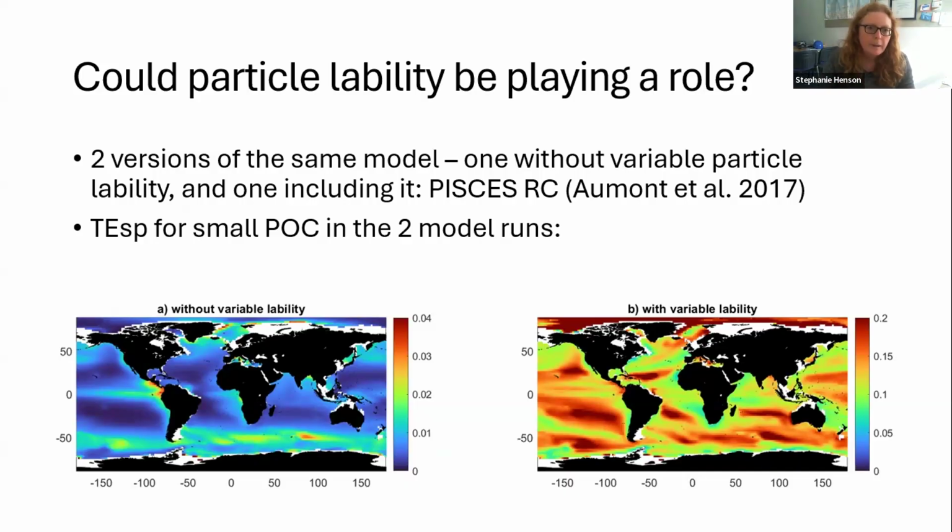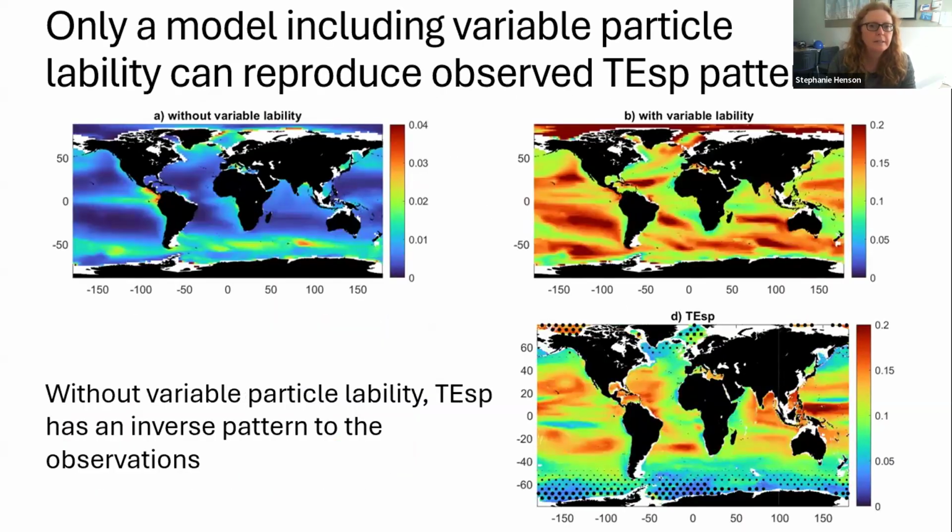And I've calculated the same metric, this TESP ratio. And what you can see is on the next slide, I've got the observations. So the BGC Argo base is in the bottom right there. So what you can see is that without variable particle lability, the model can't reproduce the same pattern as the observations. Whereas with it, it's getting closer. There's still lots of differences, but it's getting closer to what we find in the observations. And actually between the two versions of the model runs, the spatial patterns are a bit different as well.